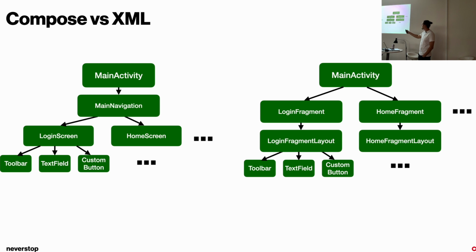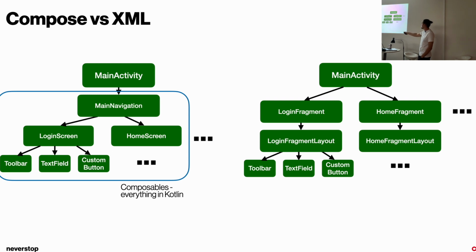So on the left side, we have Compose. And we have one main activity, so that's the only activity. And below that we have main navigation, we have login screen, home screen, toolbar, and etc. A bunch of things. And all of those components, all of the green boxes, are all composables, which means everything is in Kotlin.